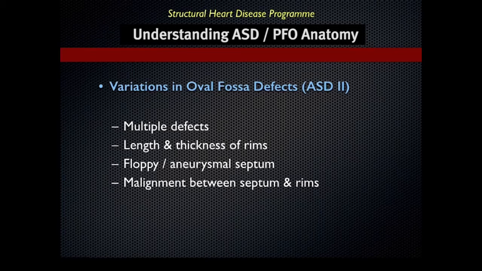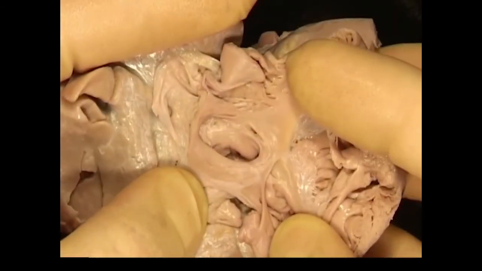So again, we can have many variations on oval fossa defects and on atrial septal defects of secundum type. So you've seen examples of multiple defects. In particular, the thickness or the length of the rims can be important for interventional closure. Whether the septal tissue is muscular or whether it's aneurysmal and membranous can be important. And sometimes you can get malalignment between the two components of the atrial septum, which can create particular difficulties for interventional closure.